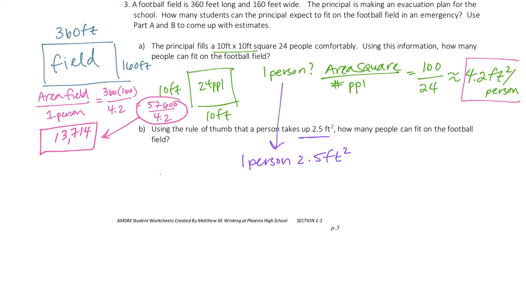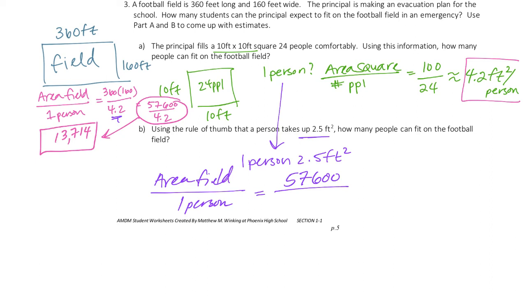So now we're going to take the area of the field, and we're going to divide it by one person, which is now the 2.5 square feet. So we have 57,600 divided by, now instead of using the 4.2 from the experiment, we're going to use the rule of thumb of 2.5 and divide those two numbers, and we get 23,040 people.